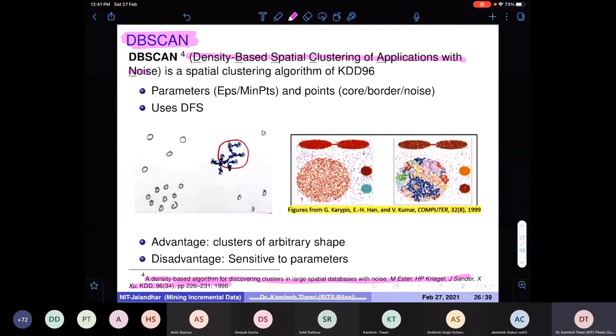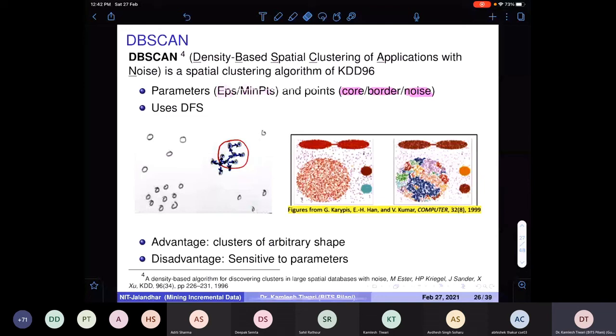For all the data points that you have in your space, you are categorizing them as a core point, border point, or noise point. There are two parameters, one is EPS and the other is MinPts. Using these, you are going to categorize all the points into core, border, and noise points. What do I mean by that? It is a very interesting algorithm and a very simple thing. Let me tell you what EPS and MinPts are. EPS, let's assume, is 10 centimeters, and MinPts is say 5.